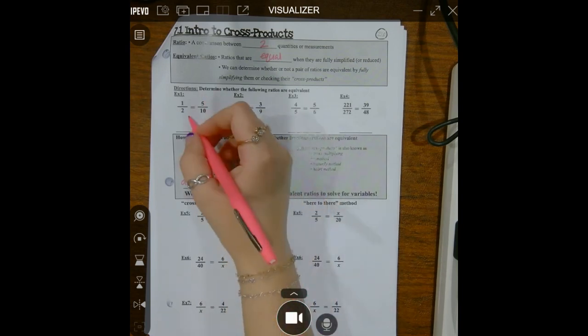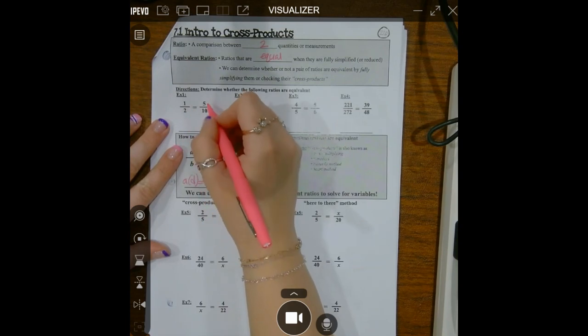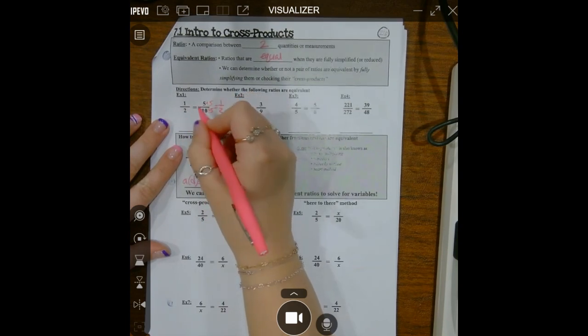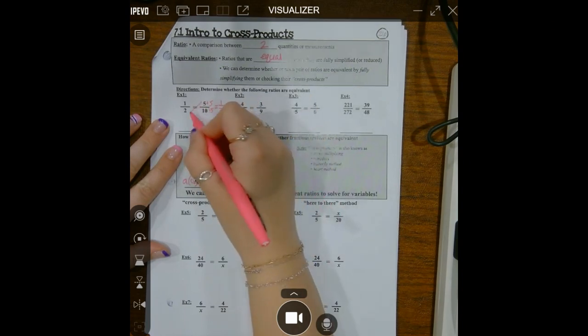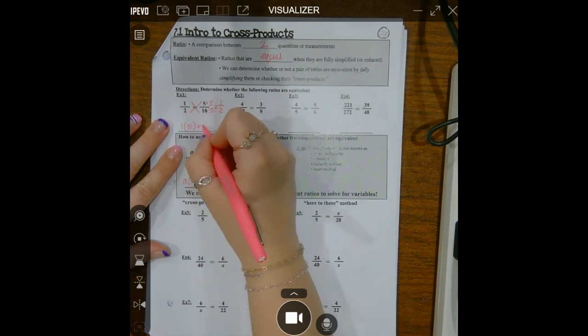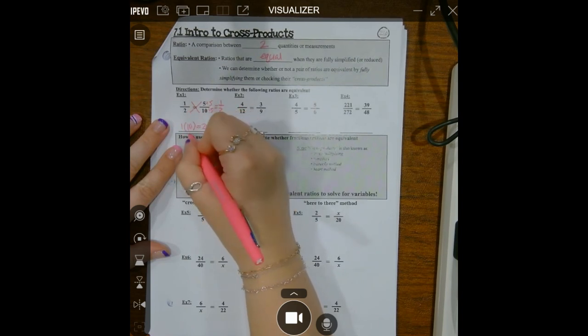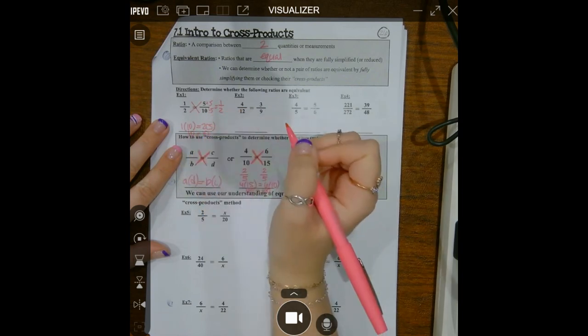So up here, again, you could test these. Okay, that's fully reduced. This one I could reduce by 5 and I get 1/2. Hey, look, 1/2 is equal to 1/2. But instead of doing that, I could have done cross products. Is 1 times 10 equal to 2 times 5? Well, 1 times 10 is 10, and 2 times 5 is also 10.